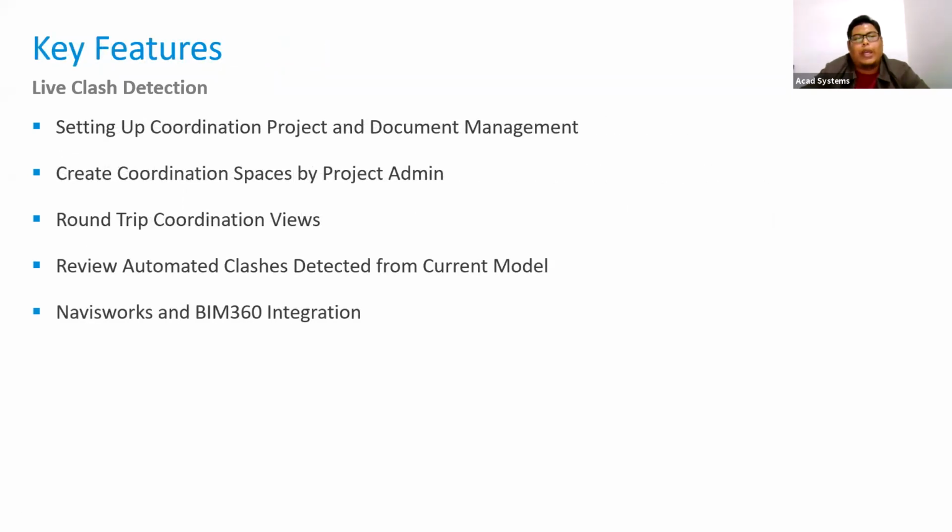The key features of doing live clash detection or clash coordination: the first thing you need to do is set up the coordination project and the document management. That means you have to upload the models and define the folders inside document management, and then set up the coordination spaces. As the project admin, you have to set up the coordination spaces, and once the coordination space is ready, you will be ready to do the round trip coordination views.